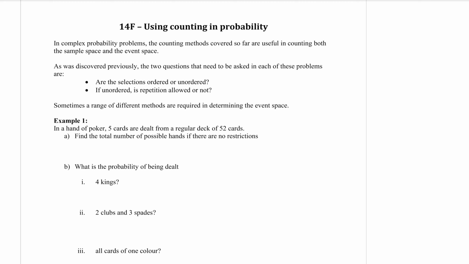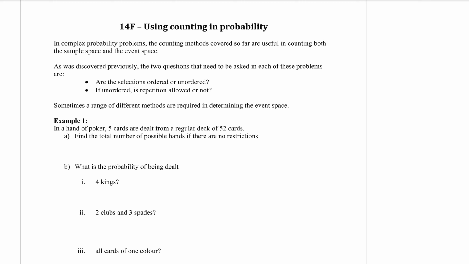We're going to be using permutations and combinations to help us find the total number of ways, which we need for the bottom of our probability fraction, and the favorable outcomes, which we put on the top. You remember that old formula: the probability is the number of favorable outcomes over the number of possible outcomes? Still going to be using that.